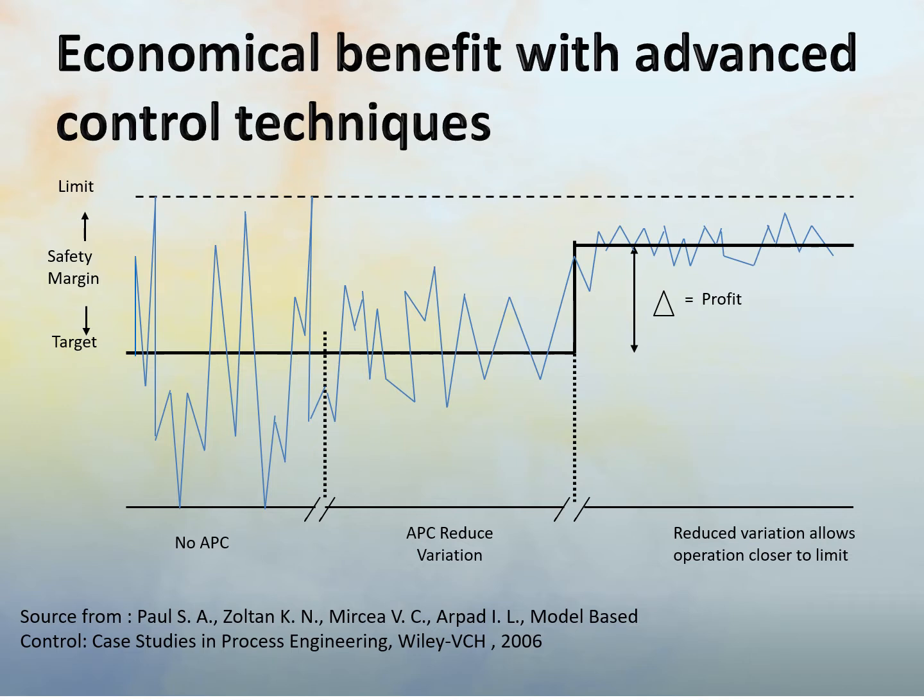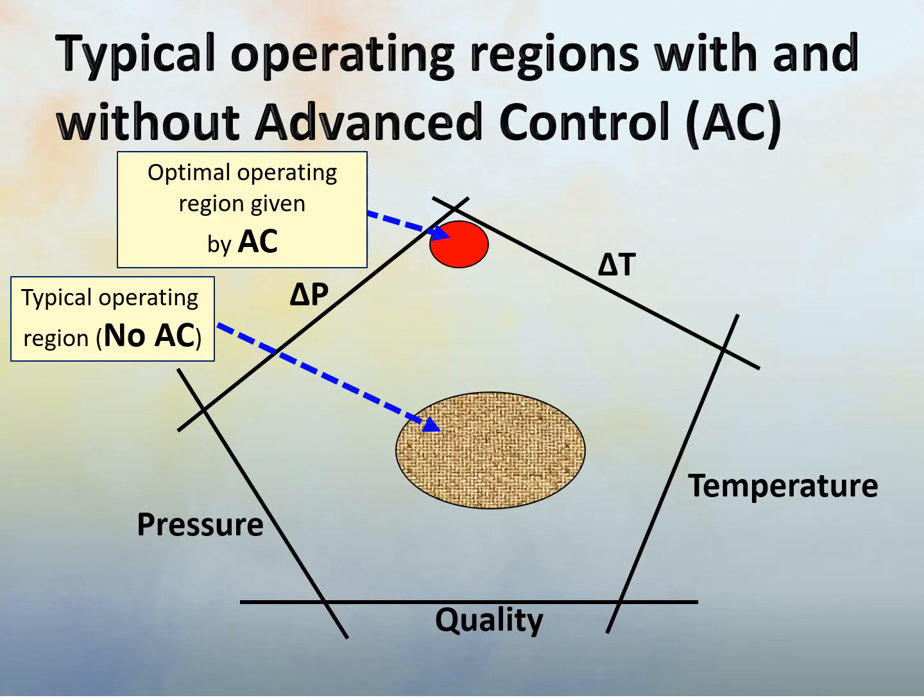Using conventional control, you may get a lot of variations or oscillations. Using advanced control, you reduce these oscillations, and with that you can move towards the limits or the control points and increase the profit of the system. So reduced variation allows operation closer to the limit, and in most cases towards the optimal operating point and better profit. In other words, you can go from the normal conventional, where you're far away from the limit, to close to the limit.